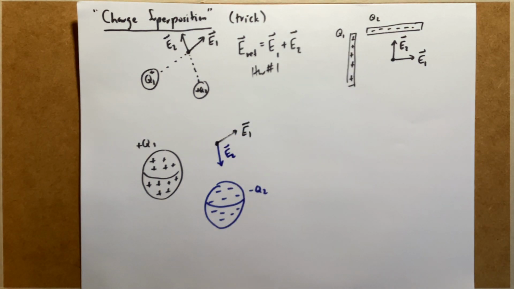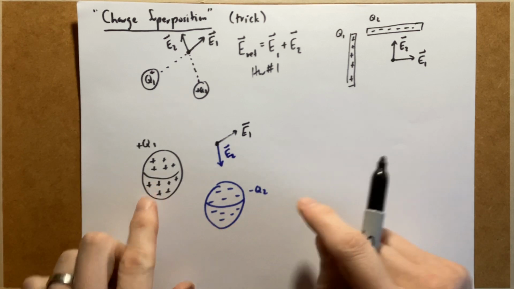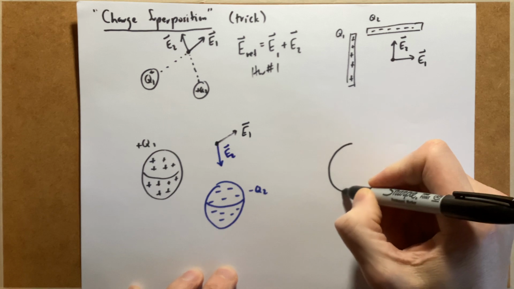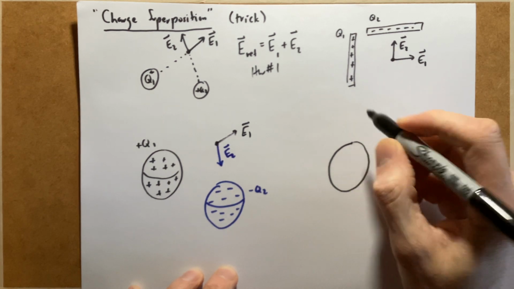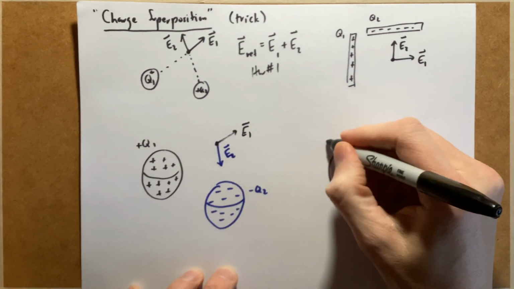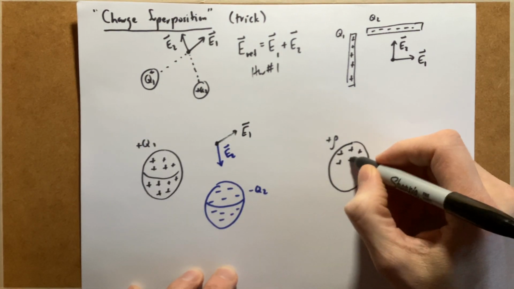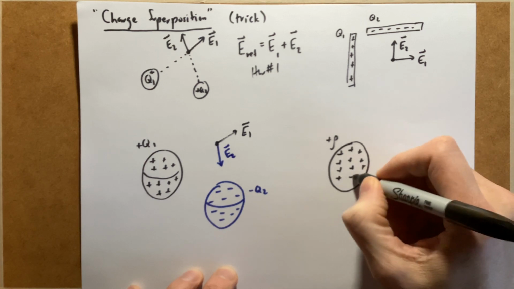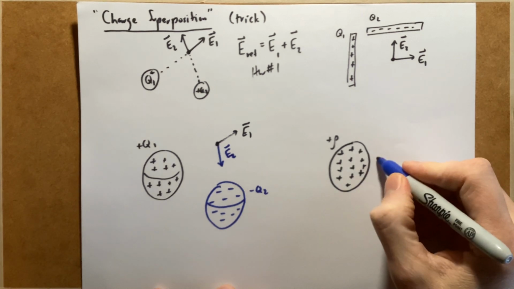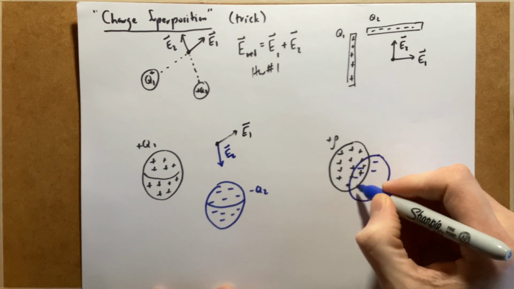But let me show you that there's a cool trick. Let's say that these two spheres are so close to each other that it looks like this. One thing I should specify is that they not only have the same total charge, but they have equal and opposite charge density. So plus rho over here, and minus rho. And let's say they're close enough to each other that they actually overlap.